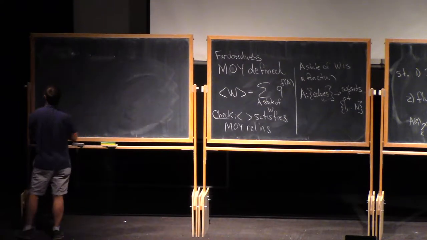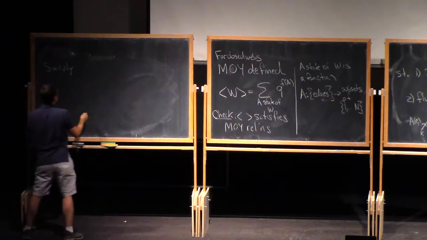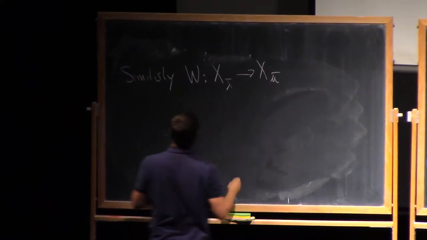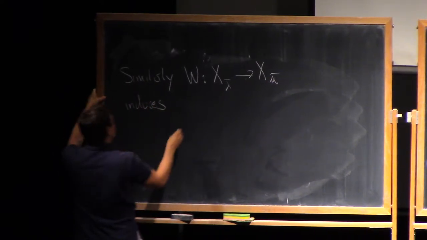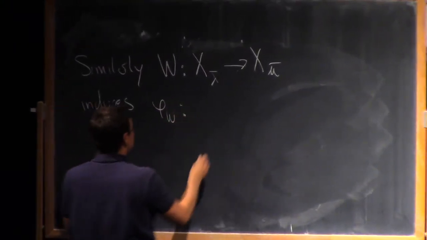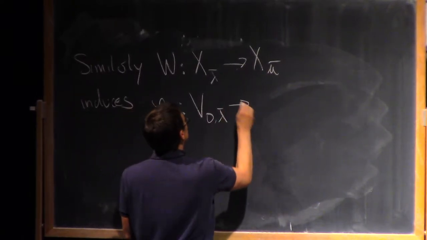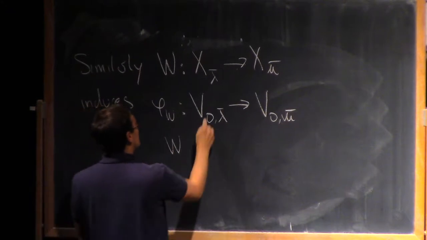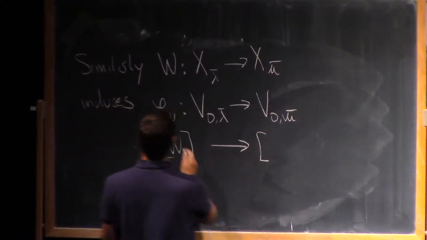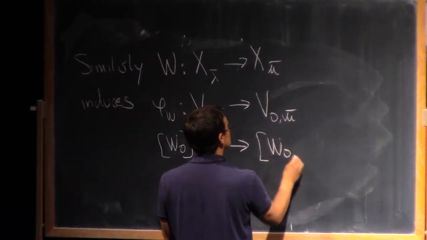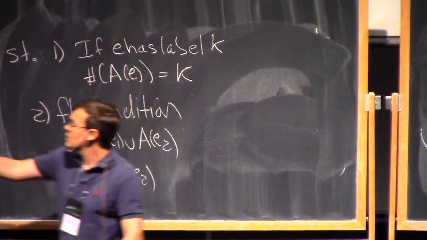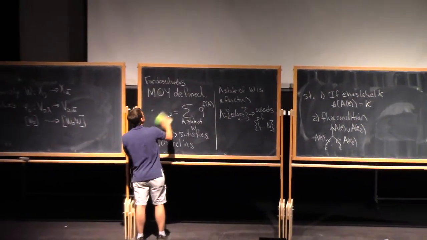So similarly, if I give you some web going from X lambda to X mu, this induces, let me just call it phi W going from V0 lambda to V0 mu, just by sending a web W naught in here to the equivalence class of W naught W. So knowing how to evaluate closed webs just in this universal way lets us figure out what the vector spaces are and what the maps between them are.